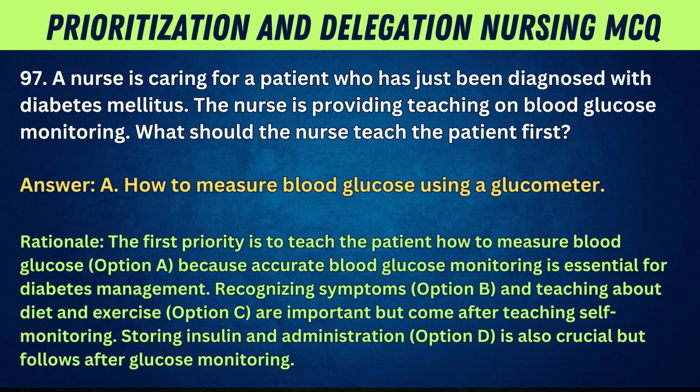Answer. A. How to measure blood glucose using a glucometer. Rationale. The first priority is to teach the patient how to measure blood glucose, option A, because accurate blood glucose monitoring is essential for diabetes management. Recognizing symptoms, option B, and teaching about diet and exercise, option C, are important but come after teaching self-monitoring. Storing insulin and administration, option D, is also crucial but follows after glucose monitoring.